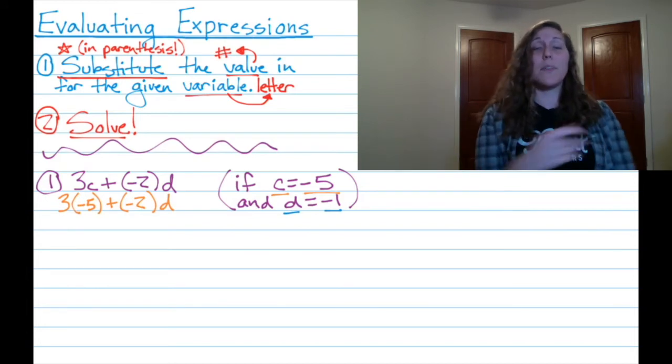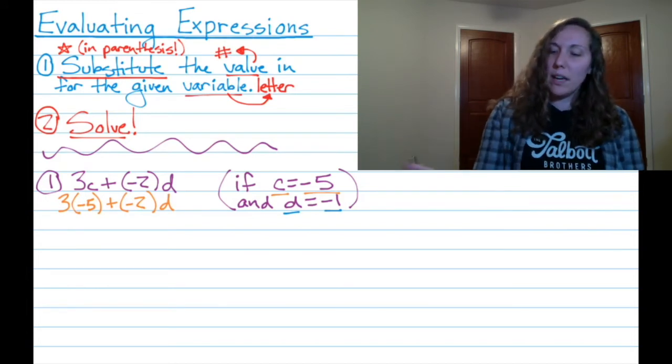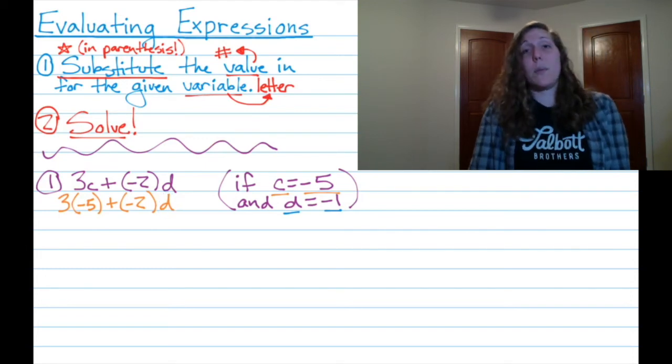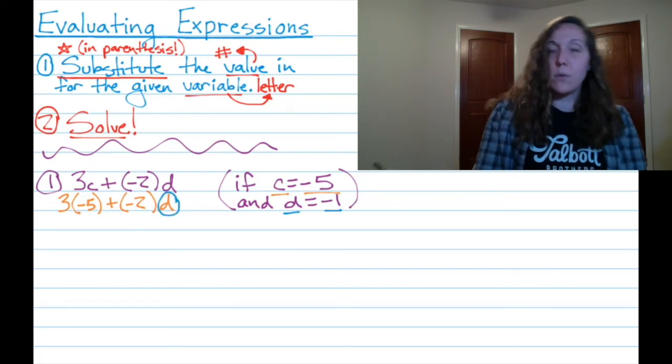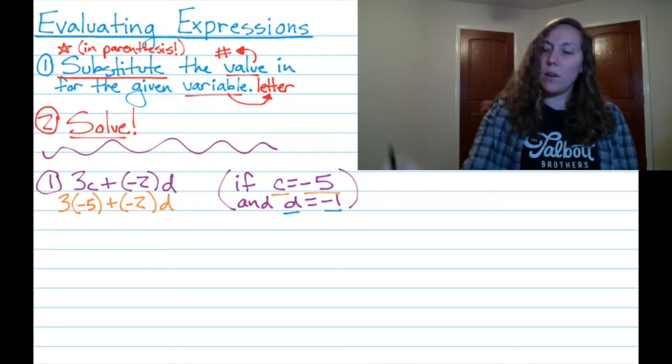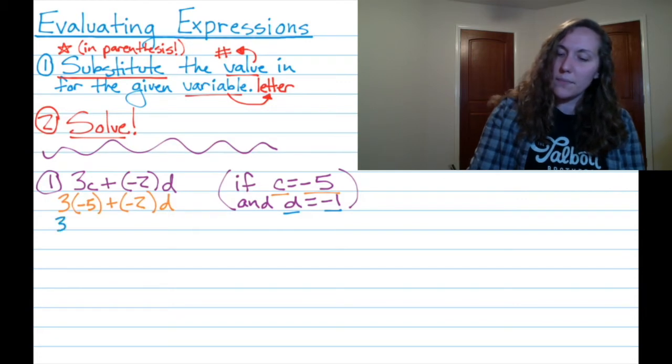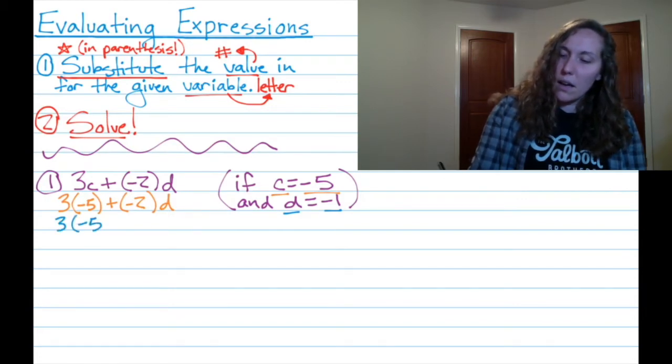And I'm trying to simplify this as much as possible. And right now, I still have something that says d. Well, that doesn't help me get the simplest number that I can. So I'm going to swap out this d for negative 1. But in order to do that, copy down the rest of my problem.